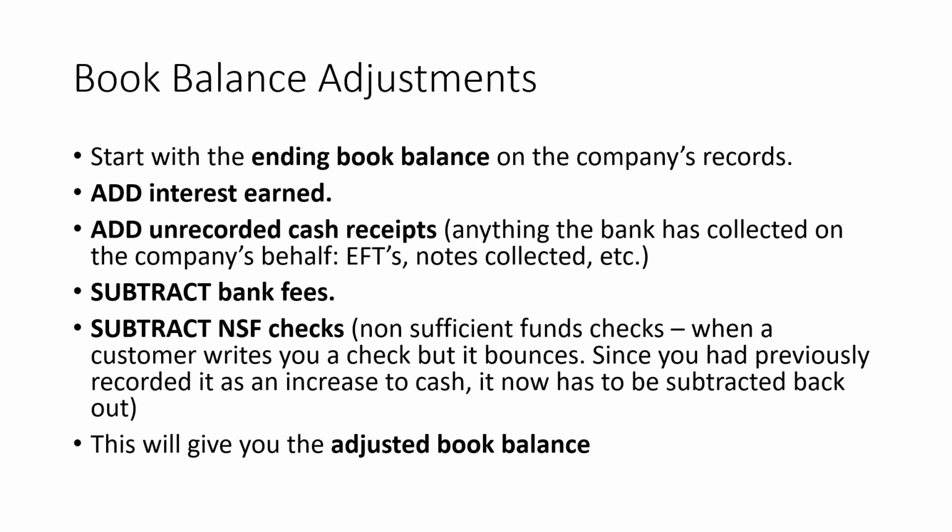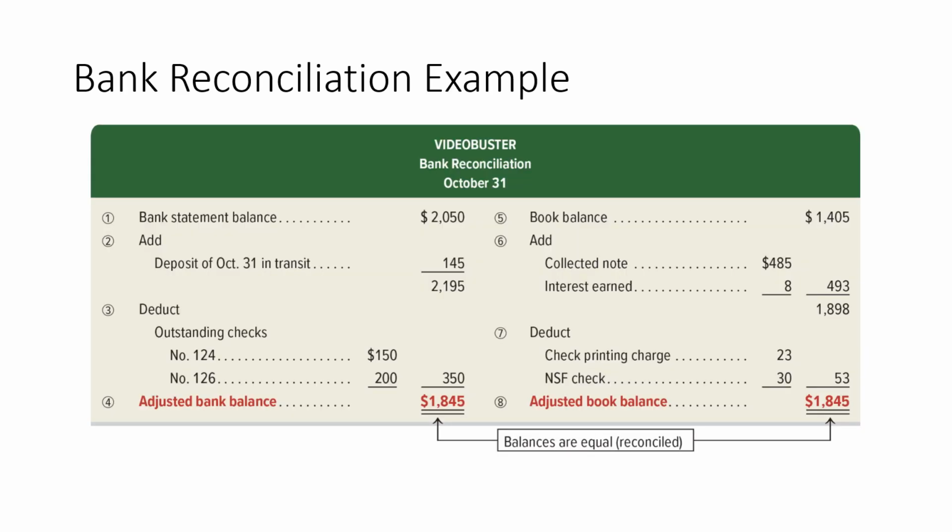So you'd subtract out bank fees, you'd subtract out non-sufficient funds checks. Remember, those are bad checks. And then once you do that, that will give you your adjusted book balance. You want your adjusted bank balance and your adjusted book balance to match. That's the point of the reconciliation. So here's an example of what your bank reconciliation would look like.